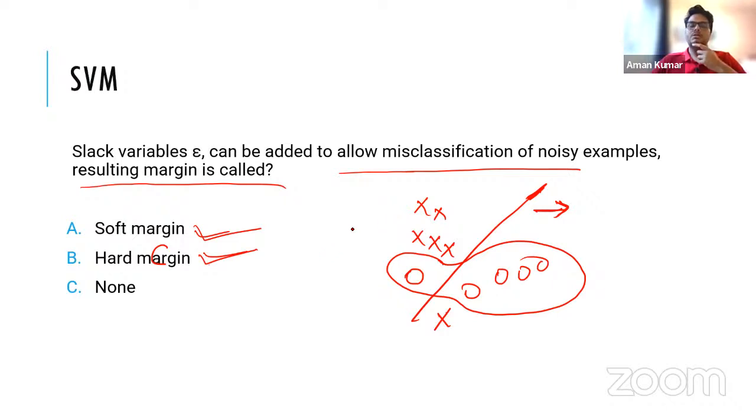The answer to this question is soft margin, because if you allow misclassification, you keep your decision boundary simple, not very complex. That is where you allow misclassification, hence soft margin.